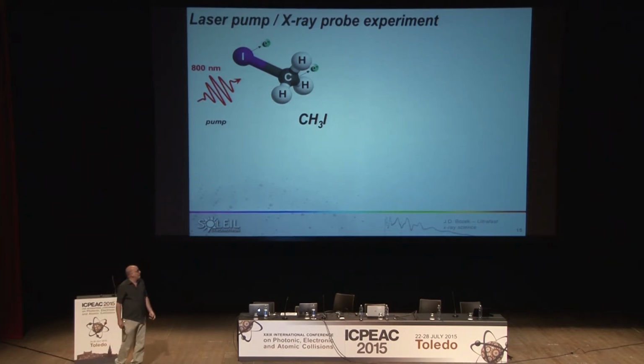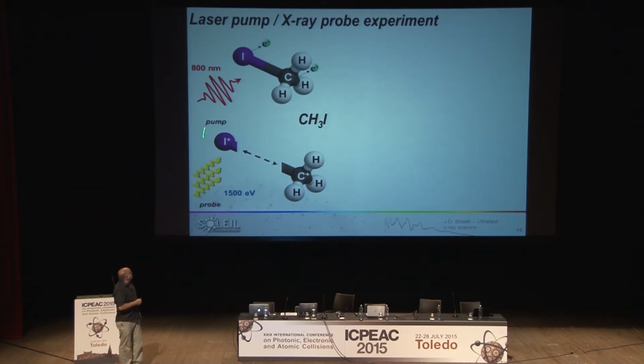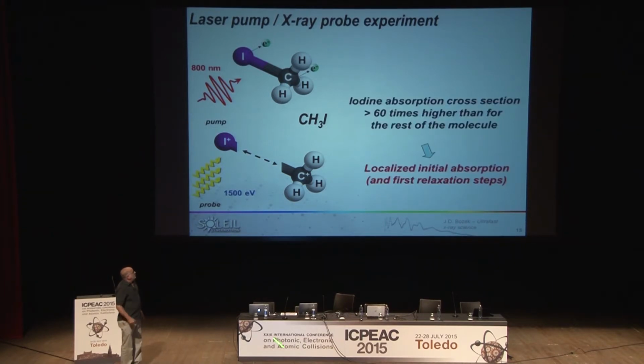This was one that Artem Rudenko did, looking at the dissociation of methyl iodide and wanting to ask the question, how do the electrons transfer from the methyl group to the iodine group after you separate it and then come in and ionize the iodine further. The iodine cross-section at 1500 eV is 60 times higher than that of the methyl group, so you'll selectively pump energy into the iodine atom or pump electrons out of it.